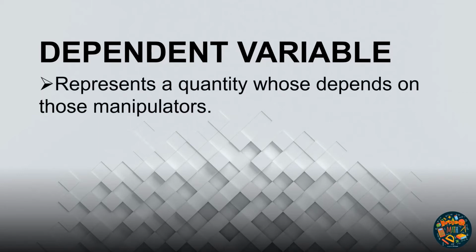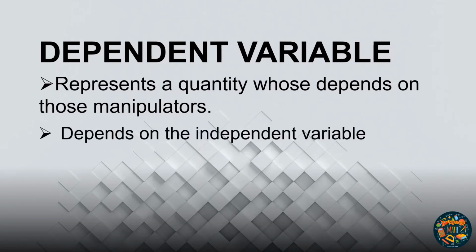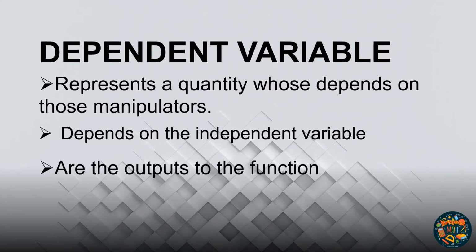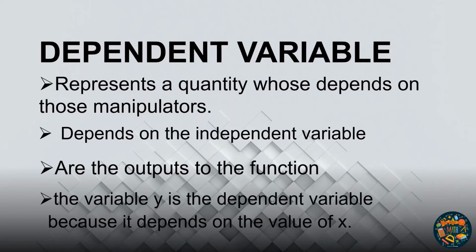It represents a quantity whose value depends on those manipulated. It depends on the independent variable. These are the outputs of the function. And the variable y is the dependent variable because it depends on the value of x. So anong ibig sabihin nito? Ang keyword na makikita natin is depends.